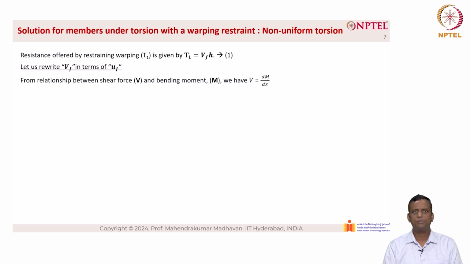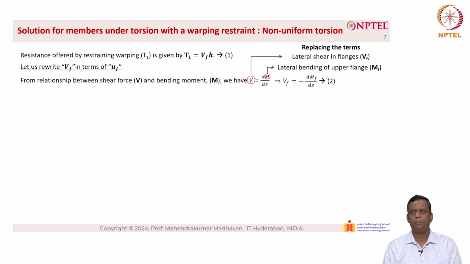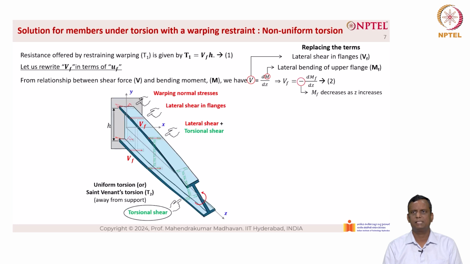So, from the relationship between shear force V and bending moment M, we have V equal to dM by dz. Replacing V by V sub F and M by M sub F, we have V sub F equal to minus dM_F by dz. The negative sign is because when z increases, M sub F decreases, as you can see from the picture below. The origin of z is taken from the left hand side of the beam where it is fixed to the plate.